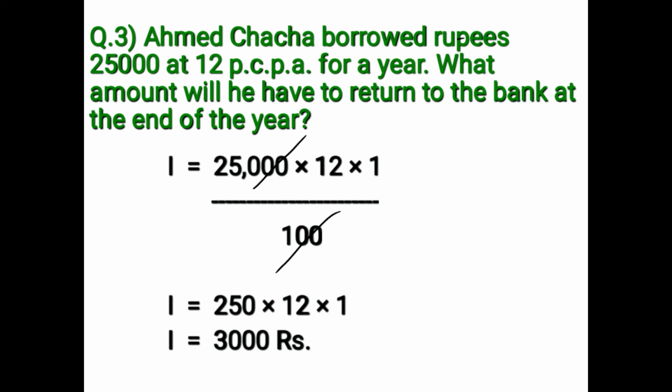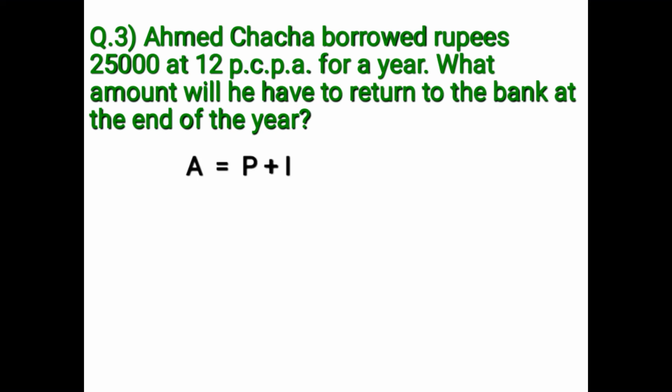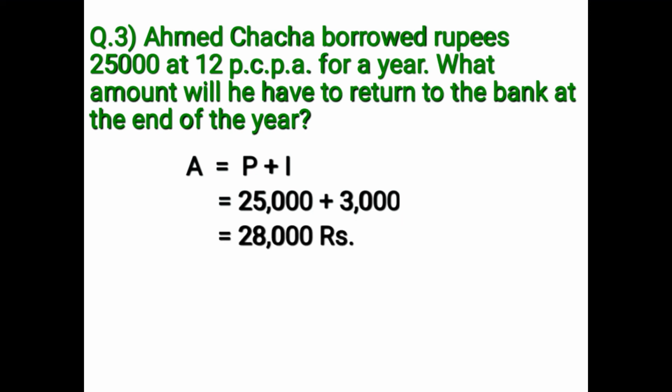Now for the same question, you have to go to the next sentence. What amount will he have to return to the bank at the end of the year? So again you have to find the amount on this question also. You have to use the amount formula. Amount is equal to principal plus interest. That is, principal is 25,000 plus interest. How much answer did you get? That you have to take, that is 3,000. Now add it. 25,000 plus 3,000. The answer is 28,000 rupees.